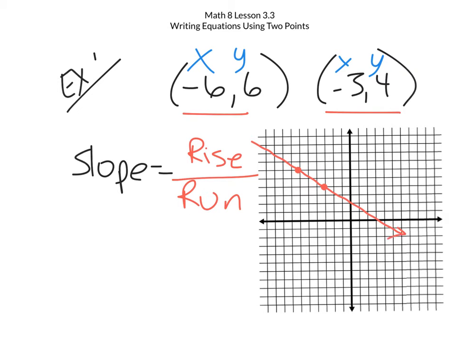It's 6 over 3, just -2 over 3. Yeah, because I go down 2 and to the right 3. So my slope is -2/3. So now we also need to find the y-intercept.